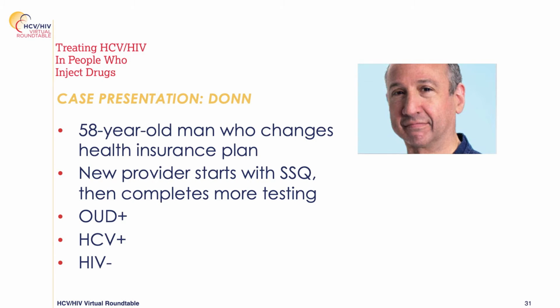Let's talk about another case. Donn is a 58-year-old man who sees a primary care doctor after a change in his health insurance. His new doctor asks Donn many questions about his previous health and social history, including how many times in the past year have you used an illegal drug or used a prescription medication for non-medical reasons. Further screening and questioning and testing shows that Donn has opioid use disorder and he's HCV positive, but the testing for HIV is negative. So Alan, how would you treat Donn?